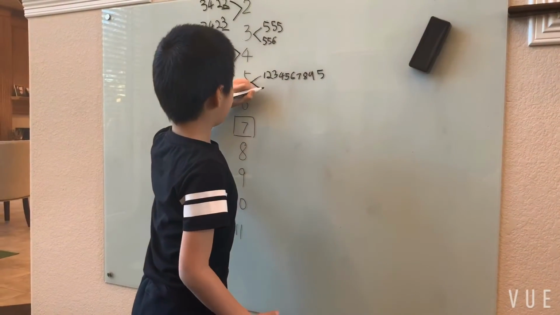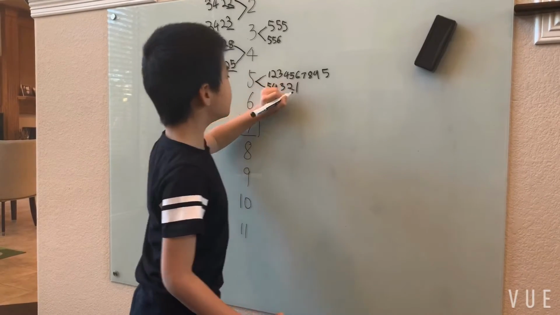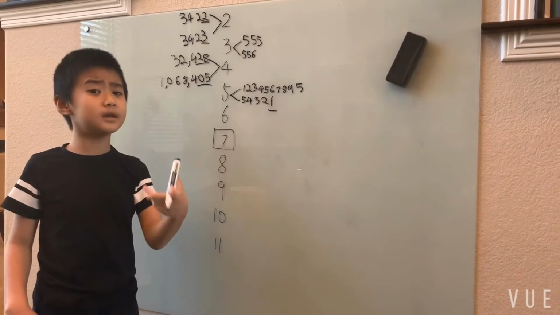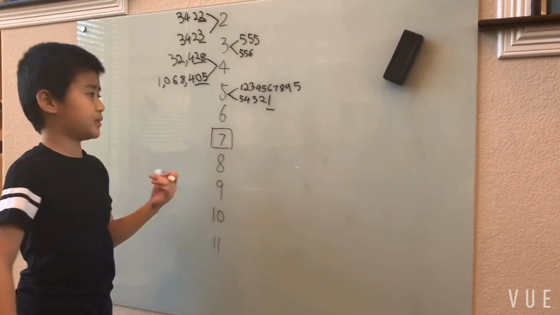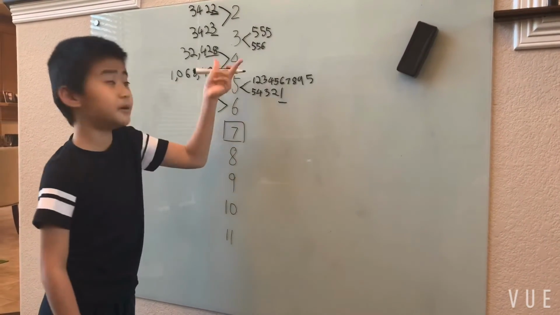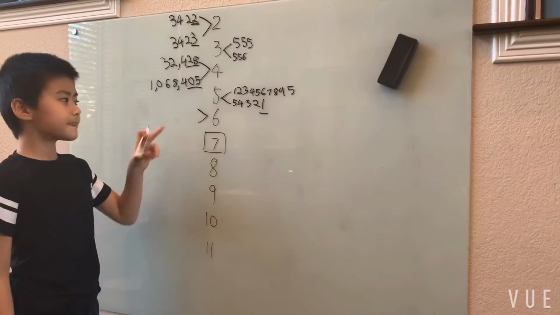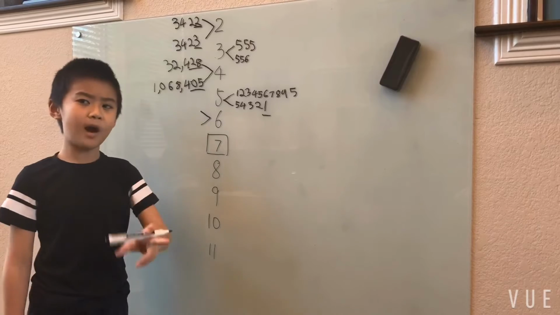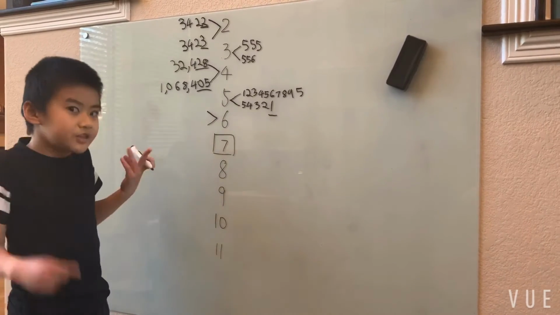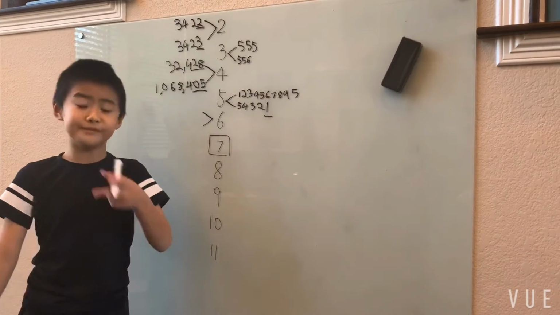Let's try another number. If I had 54,321, 1 is neither 0 nor 5, so 54,321 is not a multiple of 5. So that was pretty easy. What about 6? There's no other way. It's similar to 4. Since 6 is 2 times 3, the number has to be even while the sum of its digits is divisible by 3. So basically what we're saying here is the number has to be divisible by 2 and divisible by 3.